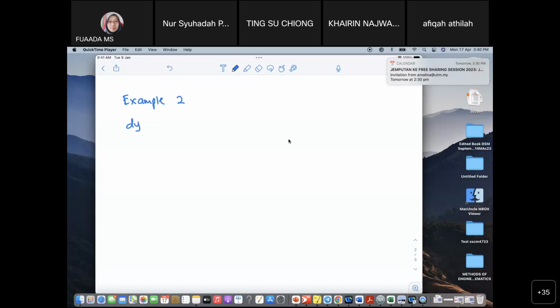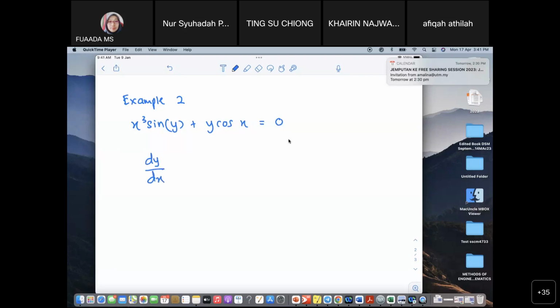Okay, we are given x cubed sine of y plus y cos x equal to 0. And you have to find dy/dx.